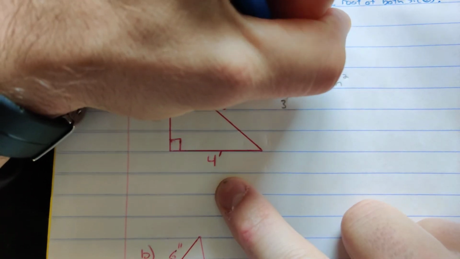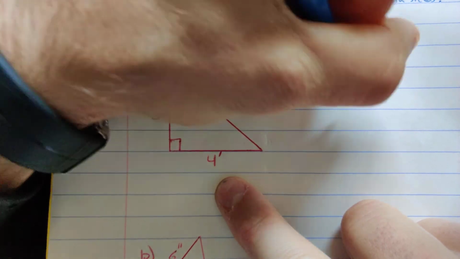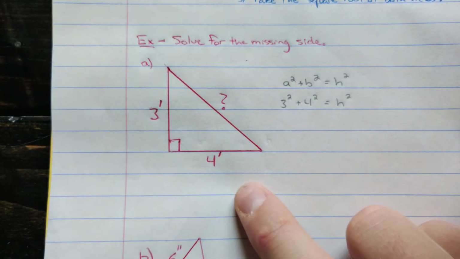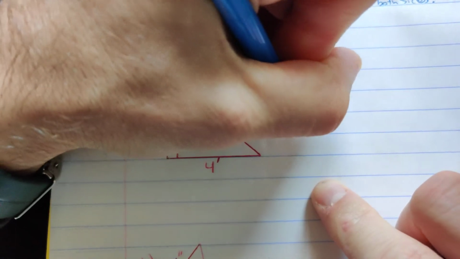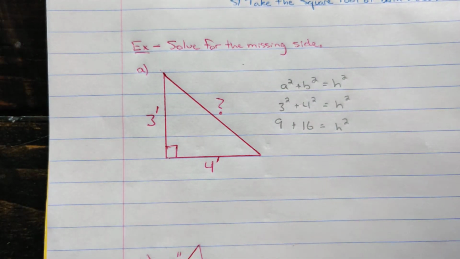I'm just going to go 3 squared plus 4 squared equals h squared. Now I'm going to square the two values I know. 3 squared is 9. 4 squared is 16. H squared stays over there. 9 plus 16, I can do that. That's 25. Equals h squared.